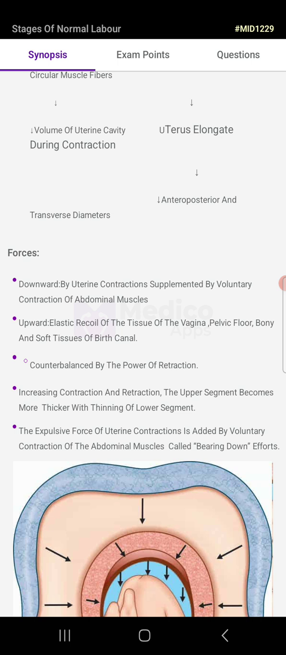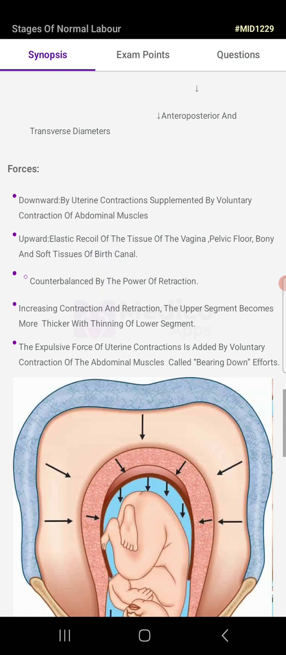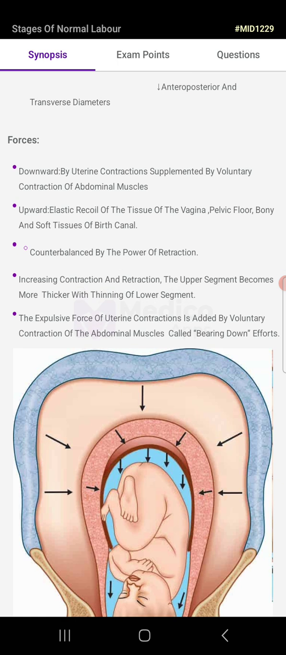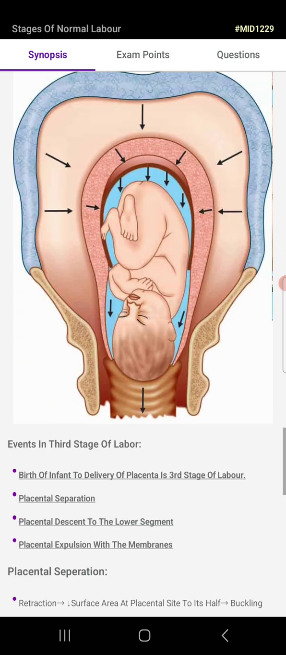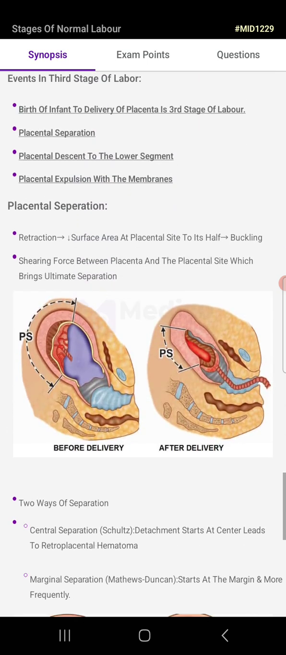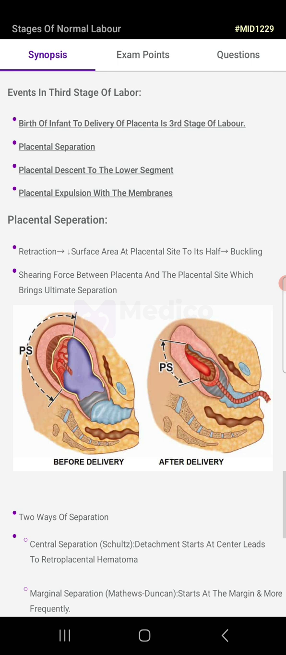With increase in contraction and retraction, the upper segment becomes thicker with thinning of the lower segment. The expulsive force of the uterine contraction is added to by the voluntary contraction of the abdominal muscles, called bearing down efforts. Events in the third stage of labor: birth of the infant to delivery of the placenta is the third stage of labor.